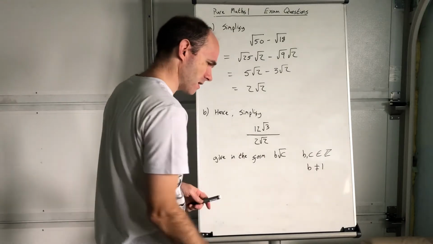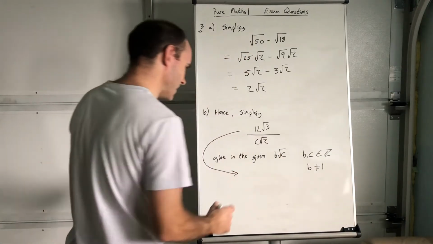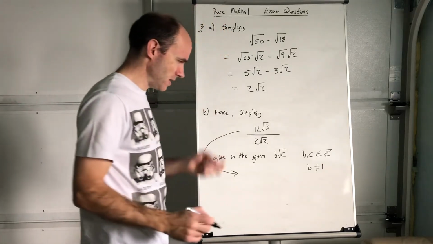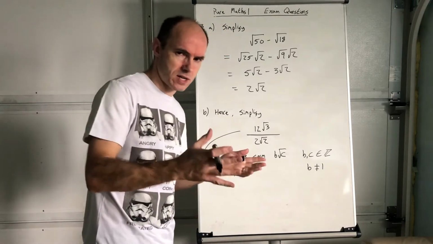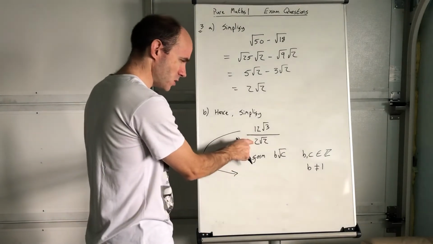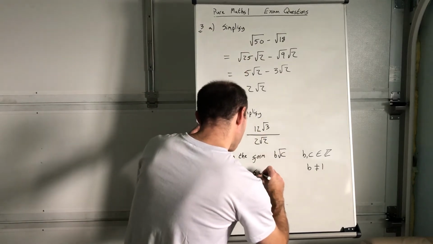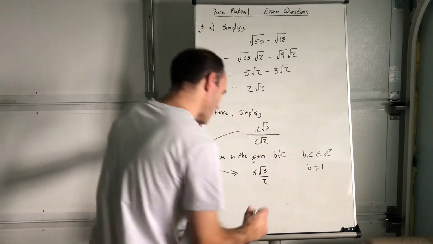I'm just going to leave that there and go through the working. So if I just write this down over here. Now you've got 2 choices really. One, you can just rationalise the denominator straight away, or you can simplify it a little bit first. Notice the 12 divided by 2 is 6. So you can do 6 root 3 over 2 if you wish.